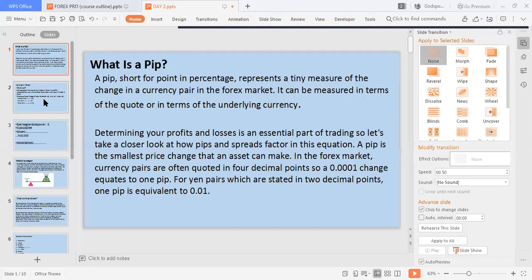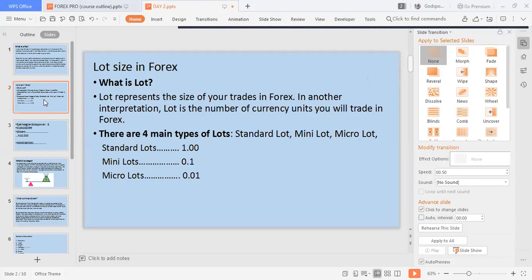Let me now quickly go to the next one, lots. Lots represents the size of your trade in Forex. In another interpretation, lot is the number of currency units you will trade in Forex. There are 4 types of lots actually: a standard lot, a mini lot, a micro lot, and in fact, a nano lot. The reason I'm not adding the nano lot to this lot size is that the nano lot is negligible. Are you with me? The nano lot is not of real relevance.